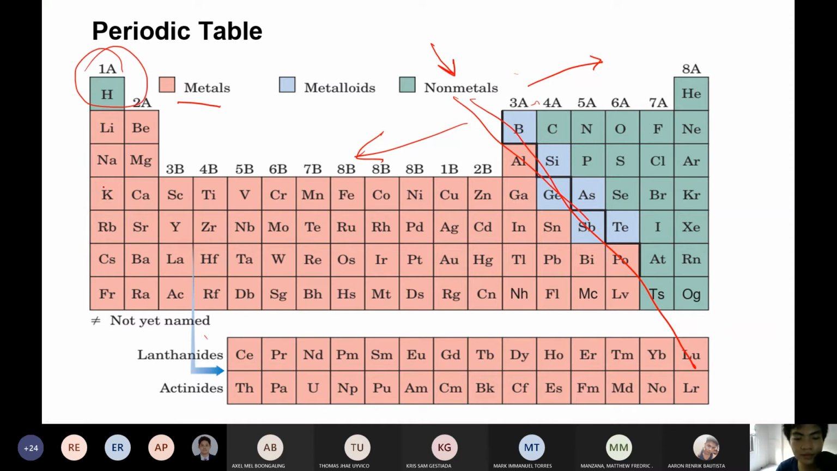Okay? Okay, siguro magtataka kayo, sir, may hydrogen doon. Here's the interesting thing about hydrogen. Hydrogen used to be located here. Andito talaga dapat yung hydrogen. Okay? Nakita nyo ba yun kay Newlands? Pakita ko yung kay Newlands, ha.